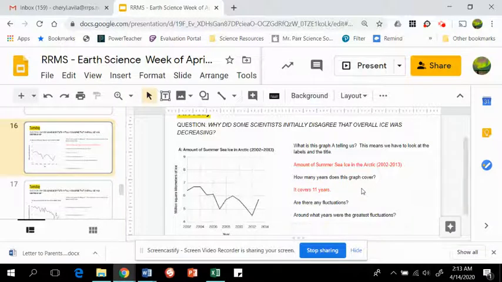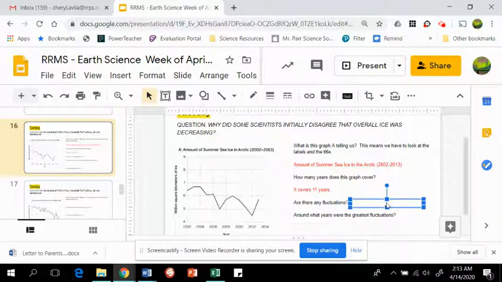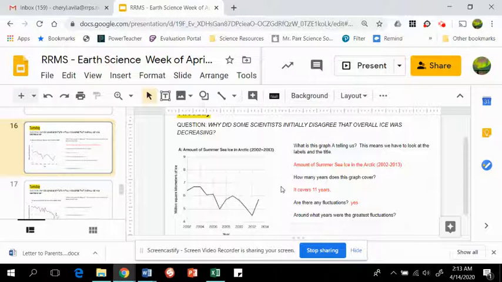Basically, the range is what they're asking for in math here. It covers 11 years. 2013 minus 2002 would be 11 years. Are there any fluctuations? You betcha. Yes, there are. Goes up, goes down, goes a little up, goes way down. Those are fluctuations. Around what years were the greatest fluctuations?